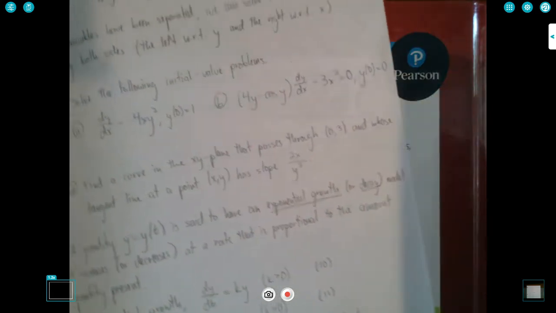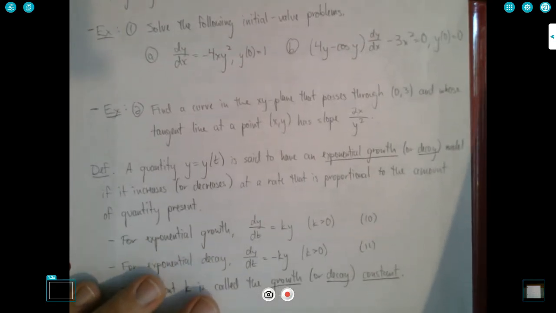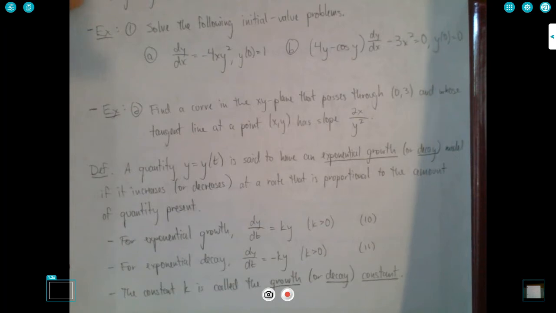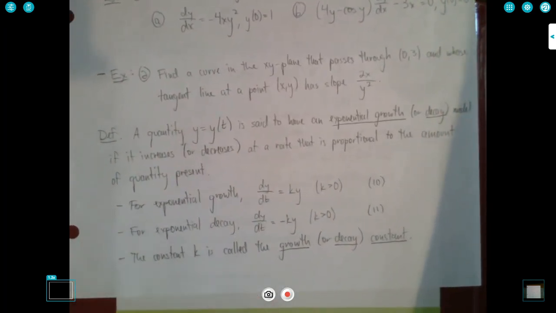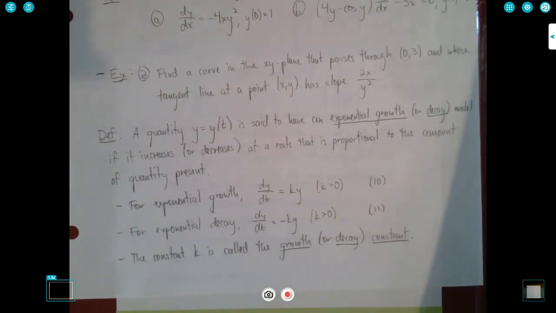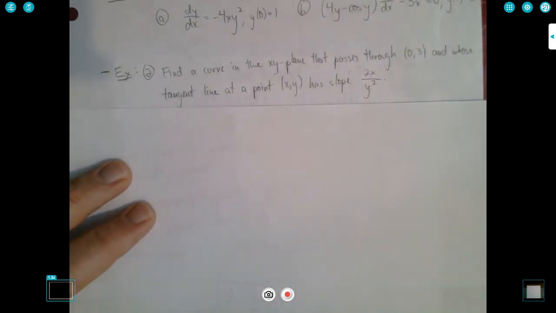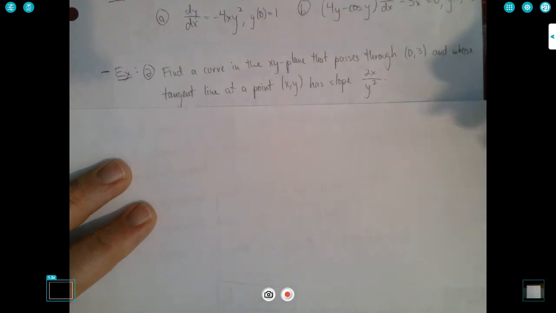Okay, let's do another type of problem. It's similar but not exactly the same as what we just did. So it says, find a curve in the xy plane that passes through 0, 3, and whose tangent line at a point xy has slope 2x over y squared. Okay, well, this is a differential equation because if the slope is 2x over y squared, that's just dy dx, right? So dy dx equals 2x over y squared.